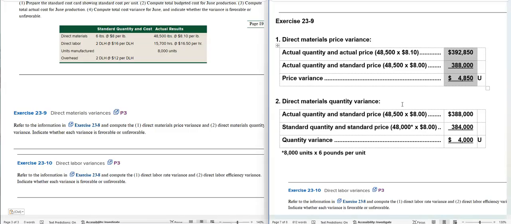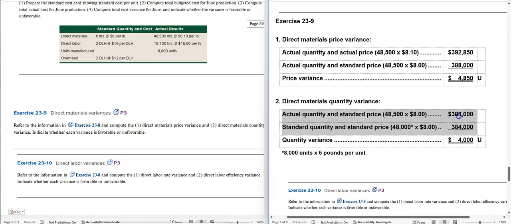But now let's look at the quantity. To calculate the quantity difference, I'm going to multiply the actual quantity of materials used at the standard price, and I'm going to compare it to the standard quantity, the amount of materials we should have used for the units produced at what the standard price was.